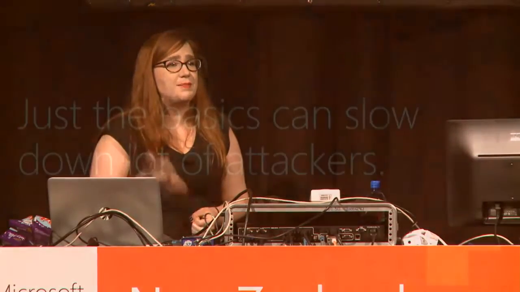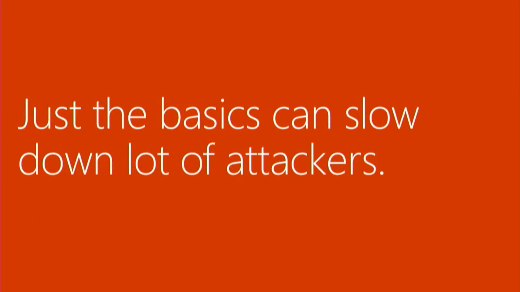Right? So that's the idea, to aim for default deny and plan on the fact that security is really kind of an arms race right now and we're all losing. So you want to be able to think about that. Make sure that nothing that isn't needed is open, and the things that are needed are open to only the trusted sources. Because just the basics can slow down a lot of attackers.